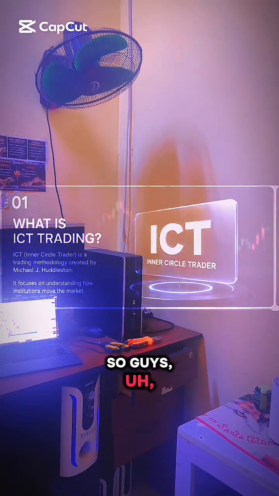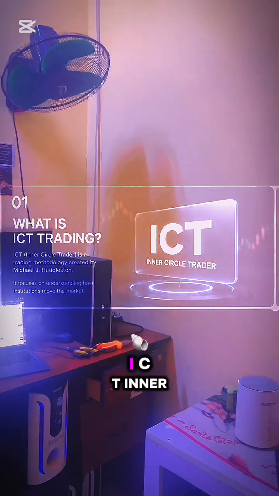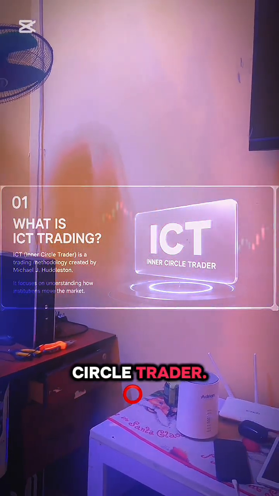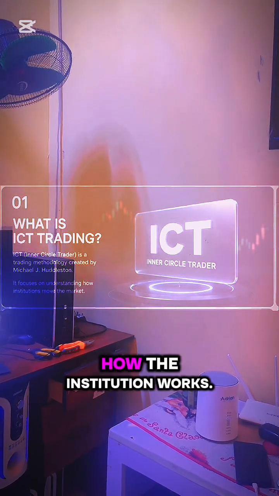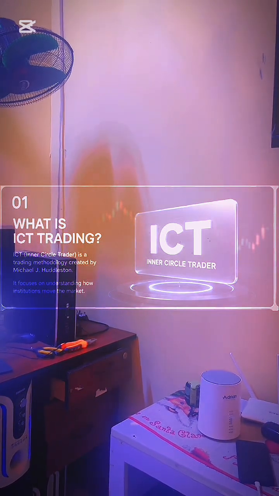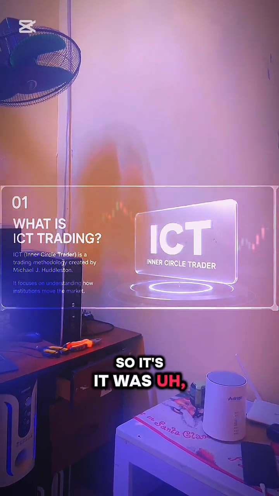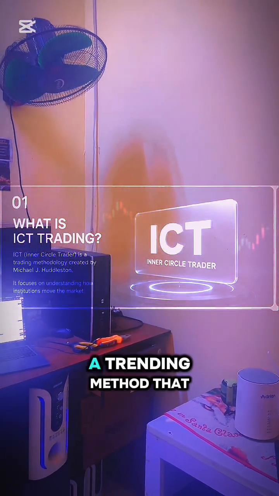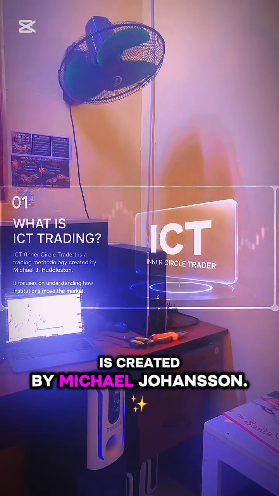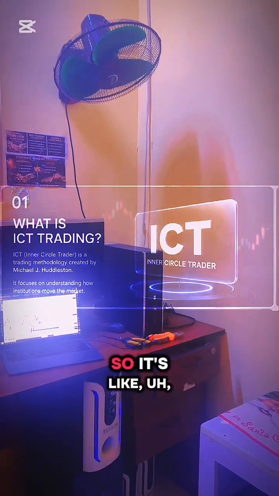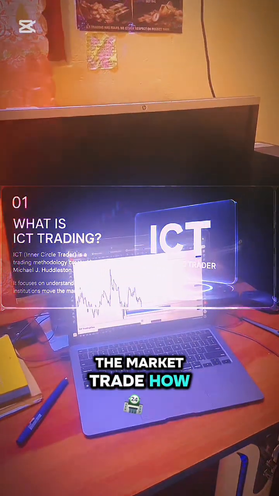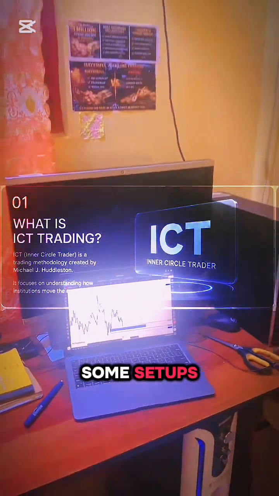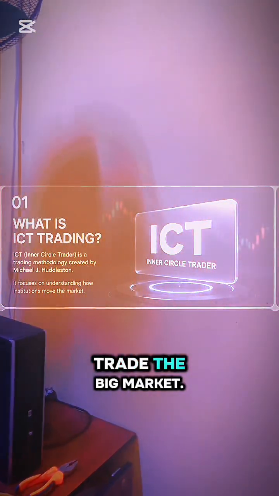So guys, today I'm going to teach you about the ICT, Inner Circle Trader. It normally focuses on how the institutions work. It's a trading method that was created by Michael J. Huddleston. We trade how the market trades, how the market reacts to certain setups, and that's how we trade the big market.